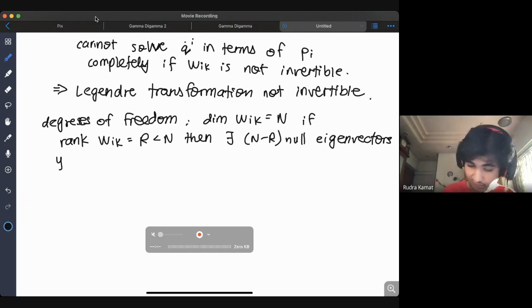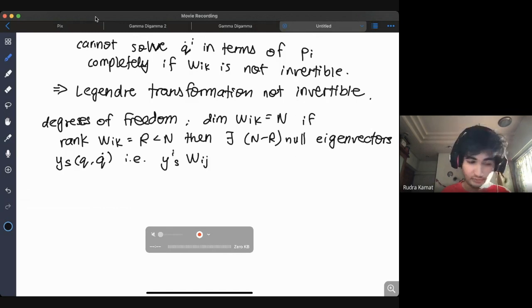These eigenvectors I'm going to call y_s, functions of q dot. That is, y_s^i W_ij is 0 for s equals 1 to n minus r.